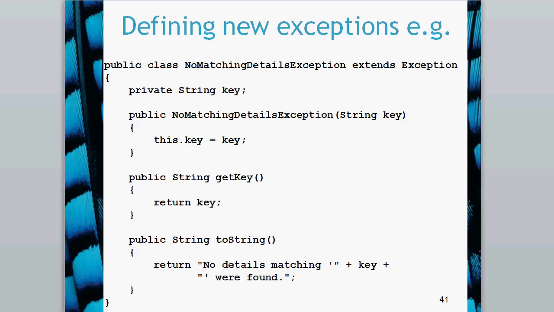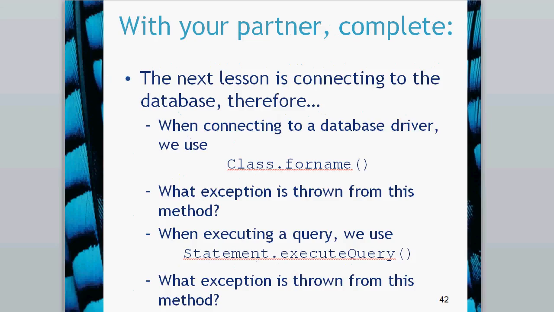The next lesson we're going to do is going to be connecting to a database. So I want you to investigate the Class object and then the forName method to see what exception is thrown from it. I also want you to look into the Statement class and the execute method, or executeQuery method, and see what exception is thrown from that method. So those are areas which we're going to look at, where we're going to need to try and catch those exceptions in the next video.